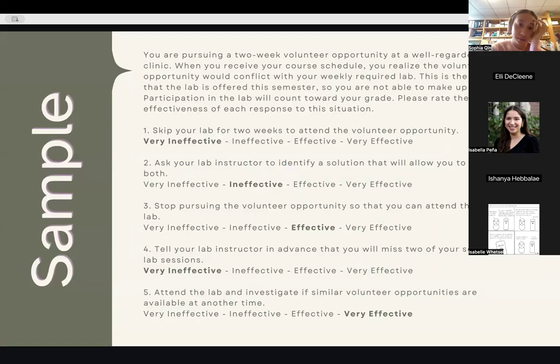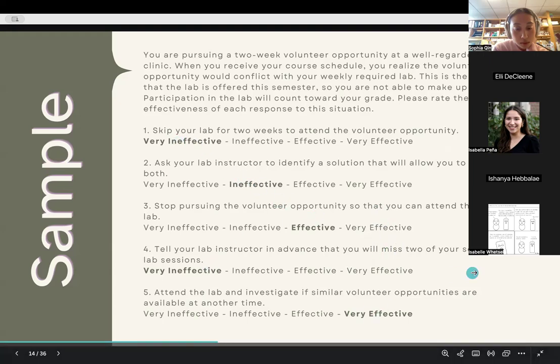Okay. So here is another scenario. The scenario is at the top. You're pursuing a 2-week volunteer opportunity at a well-regarded local clinic. When you receive your course schedule, you realize the volunteer opportunity would conflict with your weekly lab, and you're a medical school student at this point. This is the only time the lab is offered for the semester, so you are not able to make up the lab. Participation in the lab will count towards a grade. Please rate the effectiveness of each response. Highlighted here is what a preferred answer would look like for each.